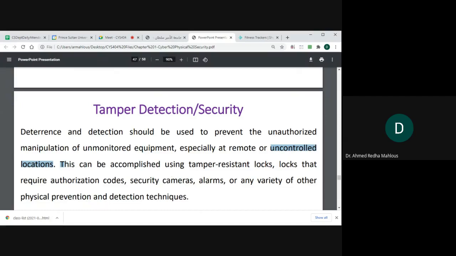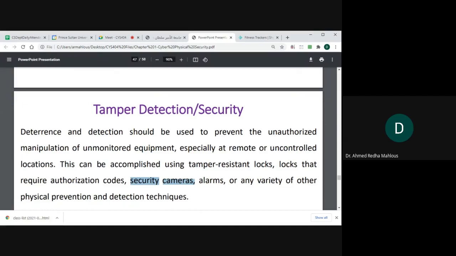By using what is known as tamper-resistant locks, locks that require an authorization code. You can have security cameras, and any variety of other physical prevention and detection techniques. Let's go to a simple example. You have a camera at home that is recording activity outside your home. The basic thing that a thief can do is reach that camera and damage it. One way of protecting your camera is to cover it with a metal structure that will prevent anyone from throwing a stone, smashing your camera, reaching the physical structure of the camera and damaging it.